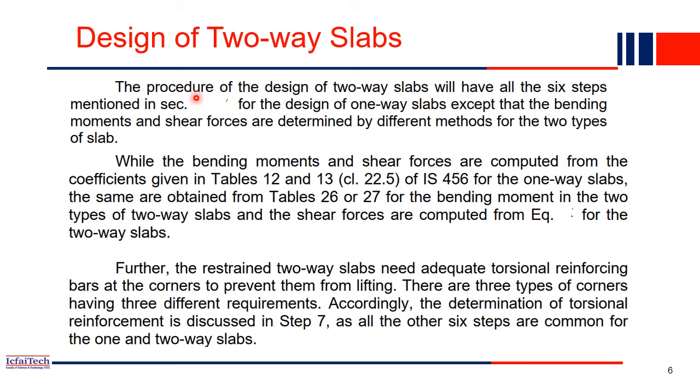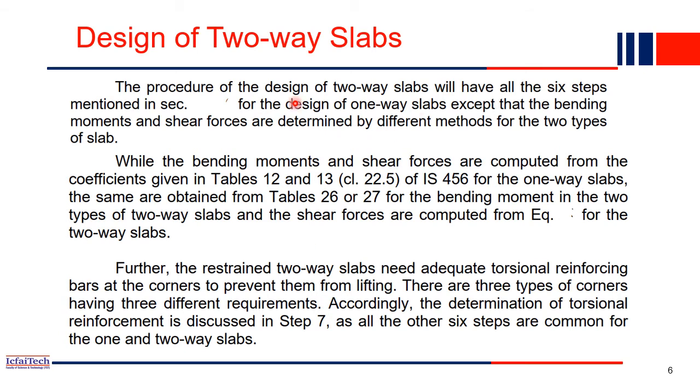So the design procedure for the two-way slab has the 6 steps, as mentioned in the earlier section. In one-way slab also we had a total of 6 steps, and exactly the same 6 steps you have to follow in the case of two-way slab also. But there is one extra, step number 7, in this two-way slab. Step number 7 is for the restrained case, when the four corners tend to lift. To restrain the four corners in their original position, we have to apply additional reinforcement. That is step number 7, which deals with the torsional moment.